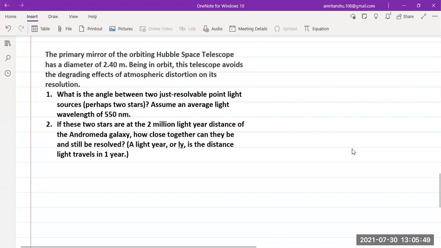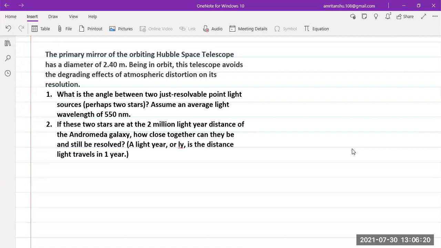So now let's try to solve this problem. It is based on the distance between two stars. This is how we can calculate the distance between two stars in our distant universe. Please read the problem and try solving it yourself. You can pause the video and solve. Here I am solving this problem. As you can see, there are many parts to this problem.